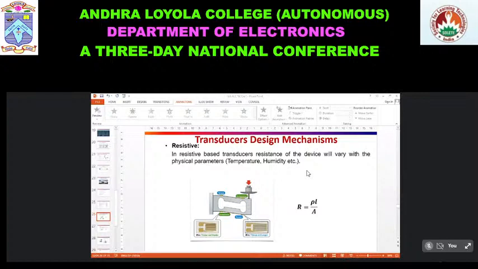Now coming to resistive. Some weight machines you can take work on the resistive basis. They use some Wheatstone bridge circuits connected with the load cell. If you apply some force, the length of that load cell is going to change. If the length is changing, the resistance parameters are also going to change. Accordingly, the voltage is going to change. Along with these weight machines, some temperature sensors also work with the resistive principle. Now capacitive.